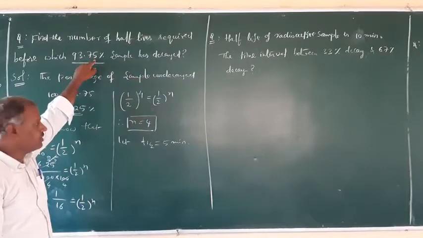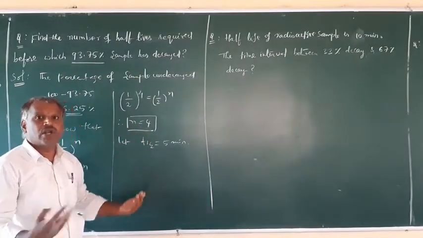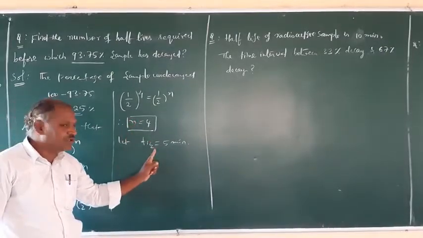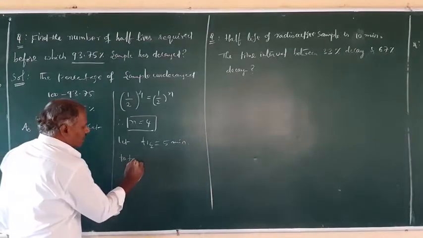How much time is required? How many half-lives are required? 4. Each half-life is how much? 5 minutes. So total time is how much? Number of half-lives into half-life time period. Then you are getting the total time or time required.